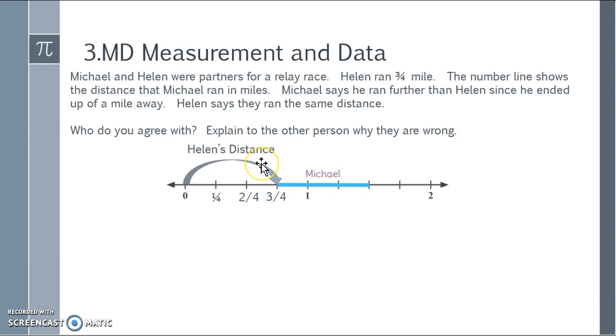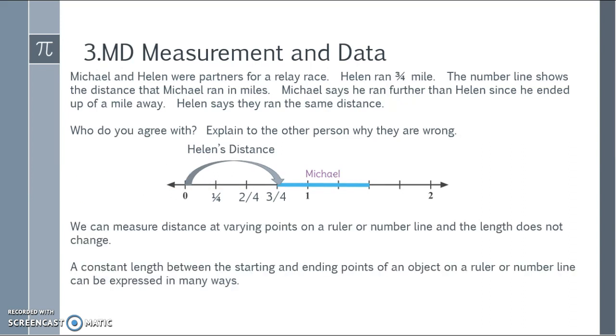I can see that if I were to move Helen's bar over to Michael, he also ran 3/4 of a mile. So even though he ended up at a further distance, he ran the same distance because he started a bit further than Helen did.